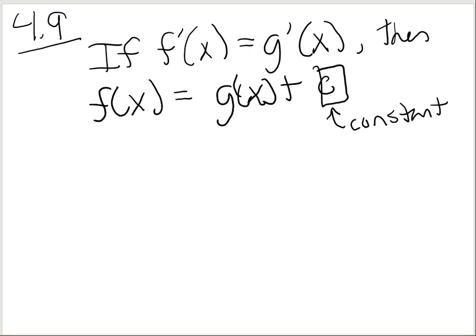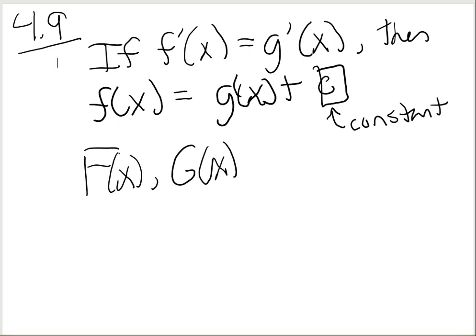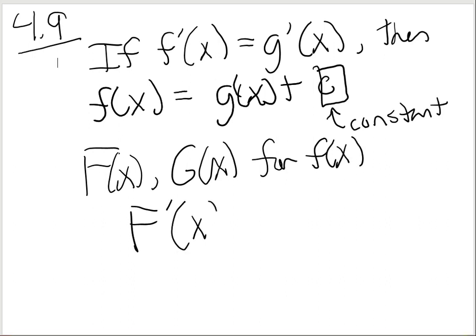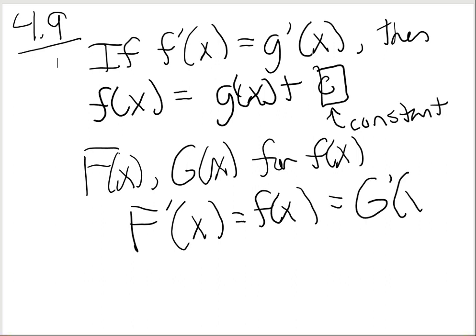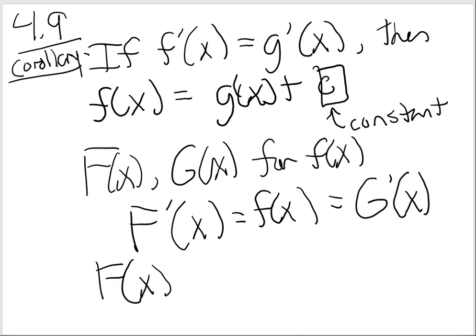So with that in mind, if we recall our definition of what it means to be an antiderivative, if you have two antiderivatives for the same function, then you know that capital F prime of x equals f of x equals capital G prime of x. So by this, I'll call it a corollary, because it was a corollary to mean value theorem, we know that capital F of x equals capital G of x plus some constant, I'll put capital C.